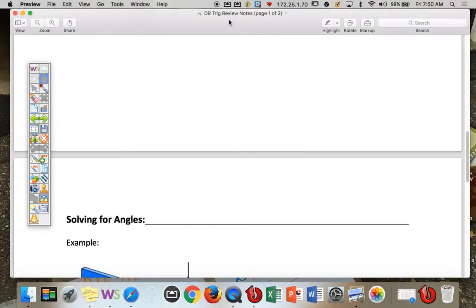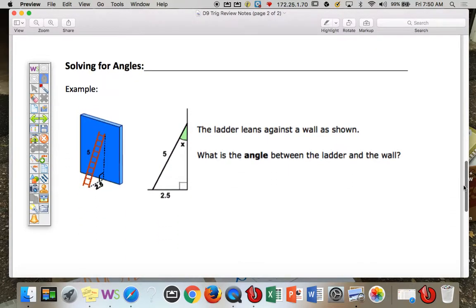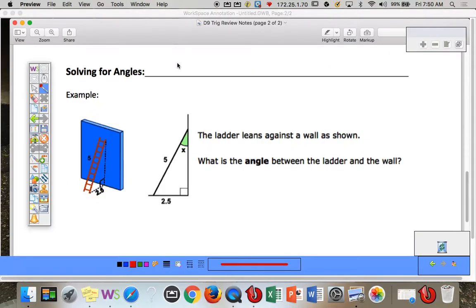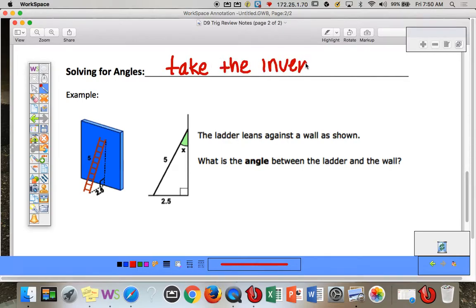Now solving for angles is even shorter. When solving for angles, you want to take the inverse. The inverse is when you have that little -1 next to your sine, cosine, or tangent. So let's do an example. Let's say a ladder leans against a wall as shown. The ladder is 5, I'm going to assume feet long, and 2.5 feet away against the wall. What is the angle between the ladder and the wall?